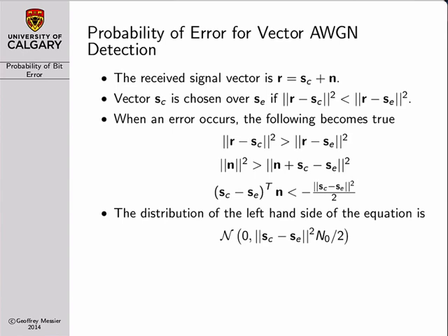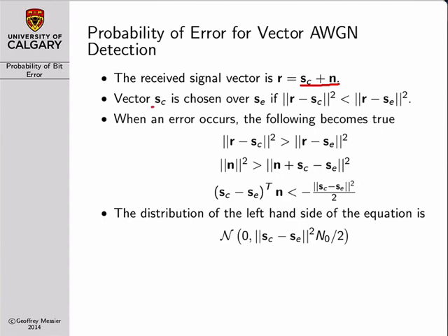Okay, so to start off our discussion, what I'm going to do is derive a general expression for the probability of error for vector-based additive white Gaussian noise detection, which is what we looked at in our previous detection module. And so let's say our received signal vector R is equal to some signal vector S_C plus N. And the subscript C indicates that this is the correct vector.